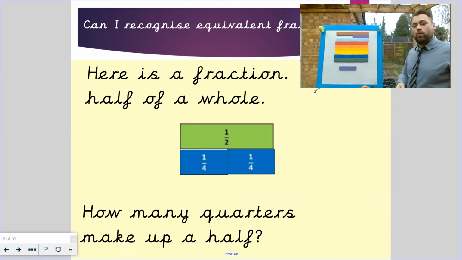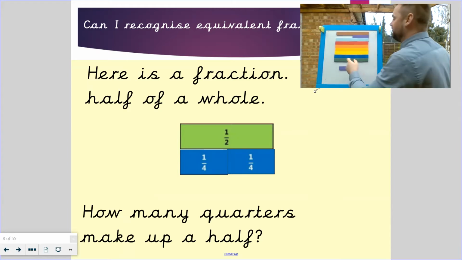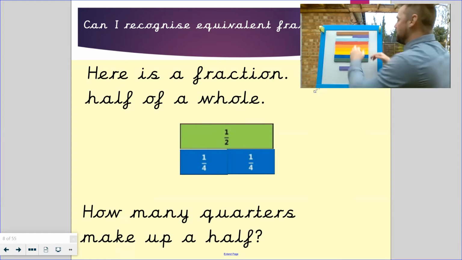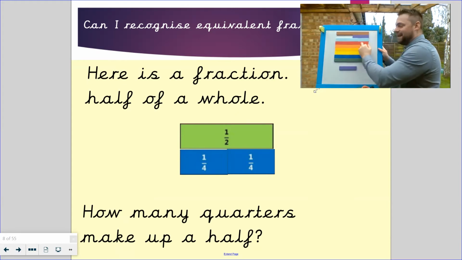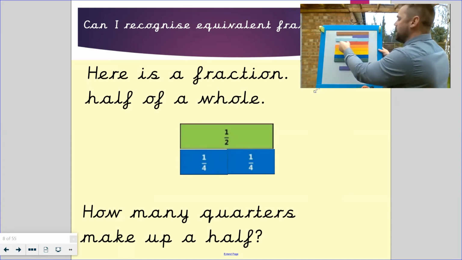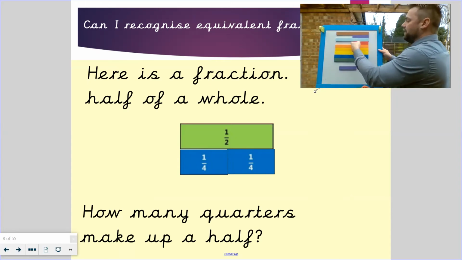Now, how many quarters are making up this half? Now I need to go to quarters. Now let's have a look. It's got a 4 underneath in the denominator part. So I'm going to go to where I can see 4 separate parts on my wall chart. And it's here, 1, 2, 3, 4.